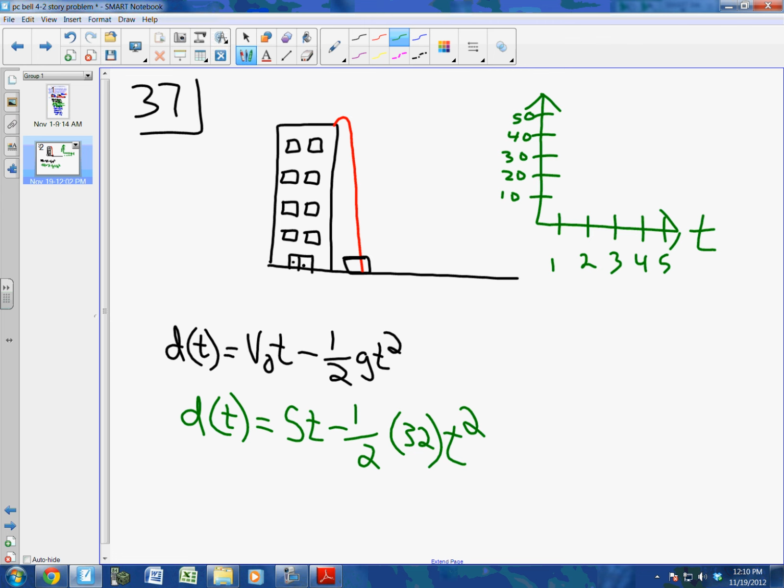So part A again says, draw a graph that relates the woman's distance traveled with the time since the jump. Let's put this in our calculators. Everybody take out your calculator.